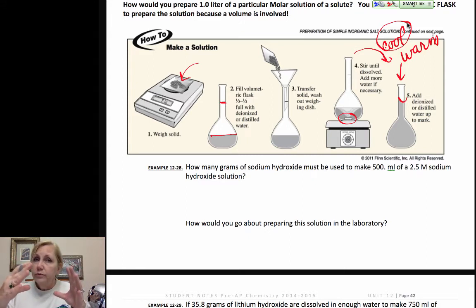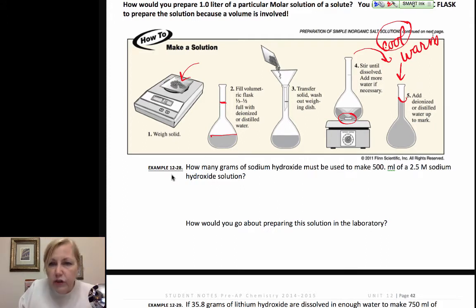And when it gets down to room temperature, it's going to contract and you won't have it at the line. All right. So let's look at these calculations. I think they're pretty straightforward. Okay. What we want to do when we are doing these problems is list your givens.